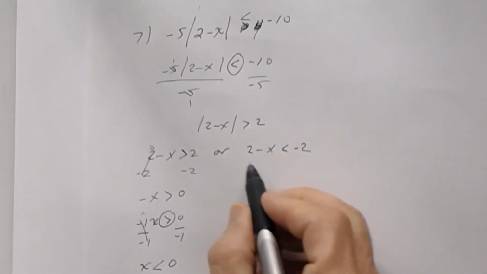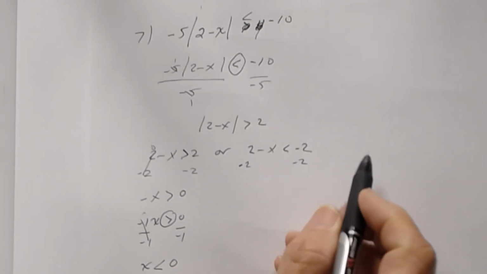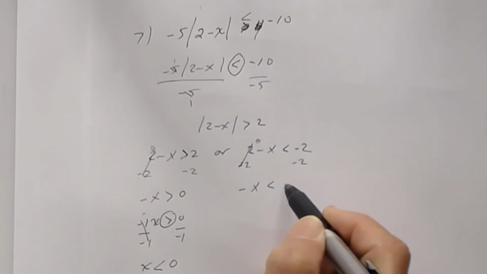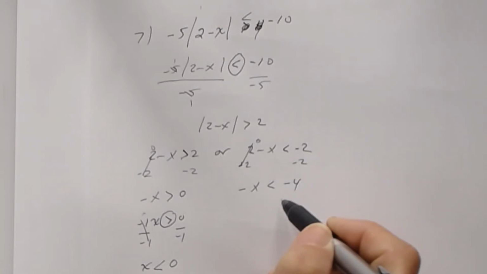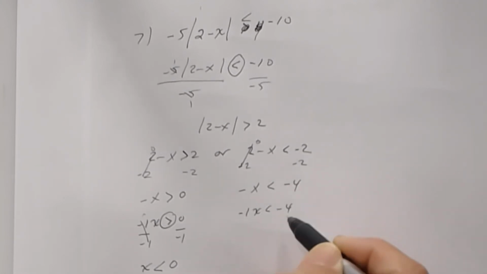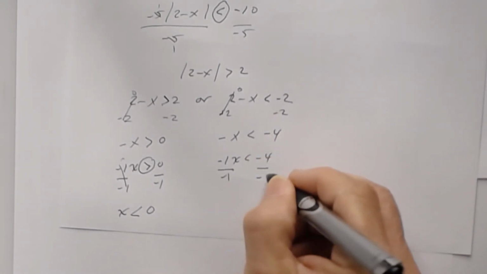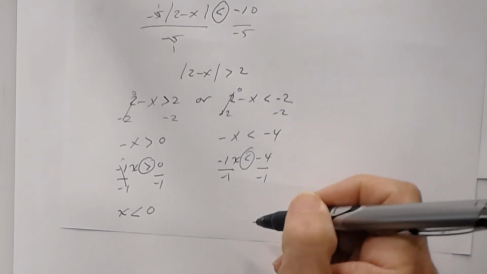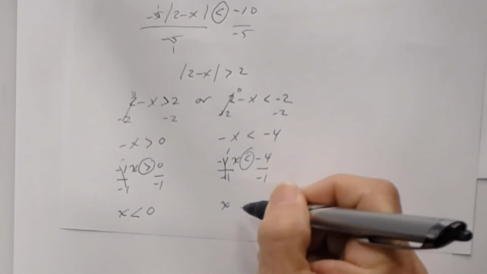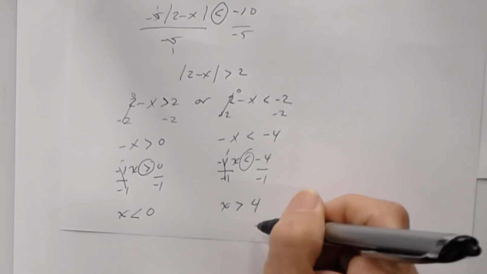All right, let's look at this one. Here, what do you do? I'm going to subtract 2 from both sides. So I get negative x is less than negative 4. Right? Negative 2 and negative 2 is a negative 4. So I'm going to rewrite this as negative 1x is less than negative 4. So what's the next step? Divide both sides by negative 1. Remember, I'm dividing by a negative number. I've got to reverse the symbol. So negative 1 divided by negative 1 is 1. 1 times x is x. So tell me what the other solutions would be. Any real number greater than 4.